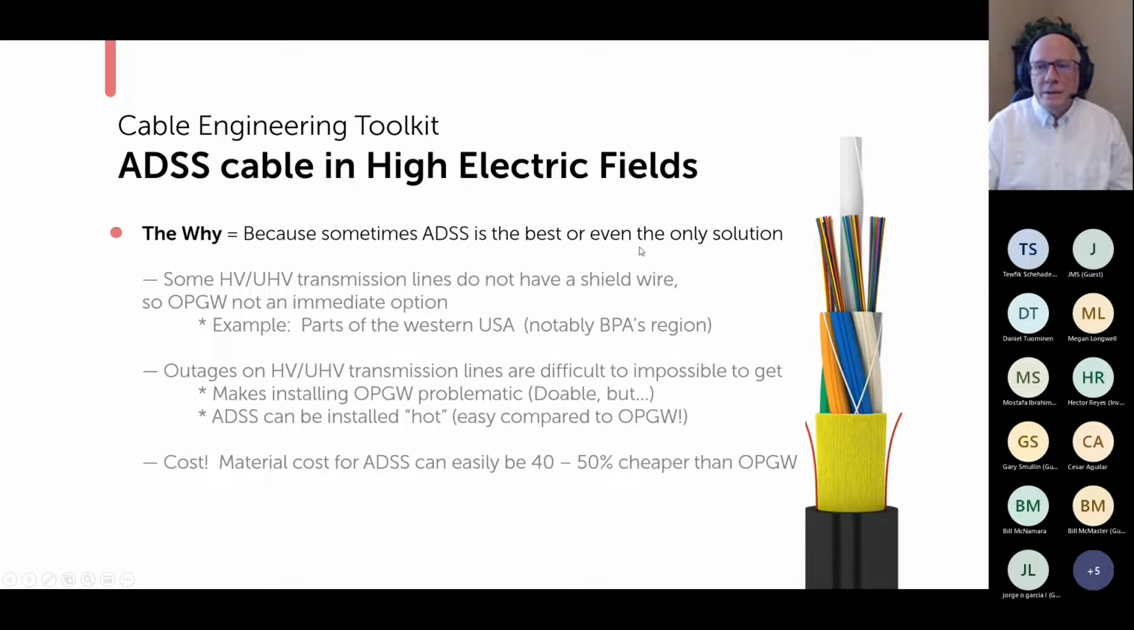And then there's one more case. Sometimes it's effectively the only solution because there are some lines, at least in the United States. I can't speak for all of the world, but there are parts of the United States, in particular the western part of the United States and Bonneville Power Administration's region in particular, where the lines were built without a shield wire because lightning isn't a big issue in certain parts of the country, in that area in particular. And so they weren't built with a shield wire on them. So retrofitting the towers in order to then be able to install an OPGW becomes even more expensive. Not that it can't be done, but again, there's a lot more to it, including a lot of cost.